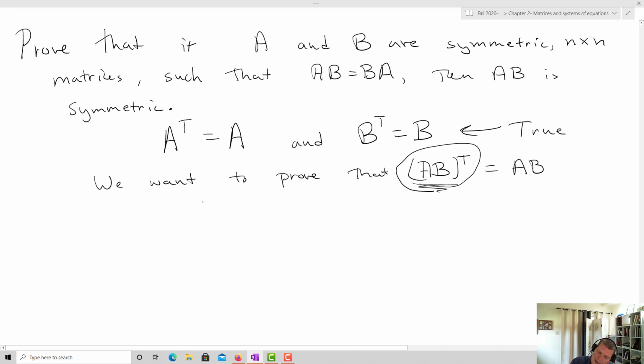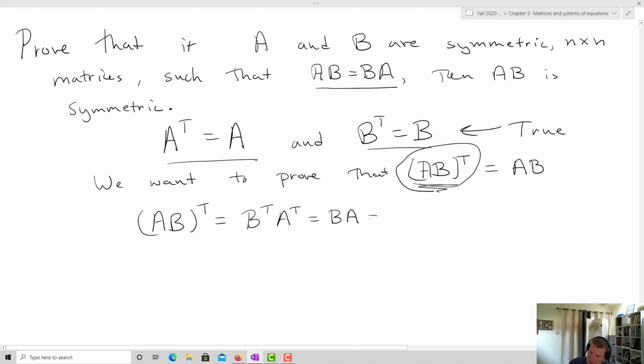So AB transpose is going to equal B transpose A transpose. When I look at this, B transpose A transpose, starting at the end, A transpose is A and B transpose is B, so this ends up equaling BA. And then I also have originally that AB equals BA, so this is going to end up being AB. Ta-da! There we go.